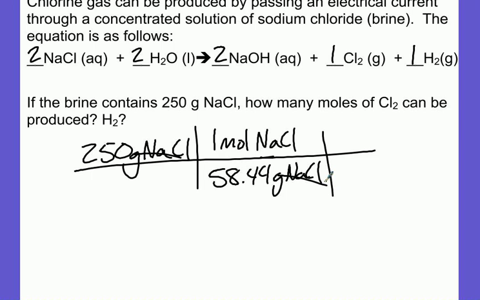From here, I just do one more step. I just have to do a ratio from sodium chloride to my chlorine or the hydrogen. It really wouldn't matter which one first. So I'm going to do the chlorine. It's always 1 mole of chlorine according to the equation per 2 moles of sodium chloride.